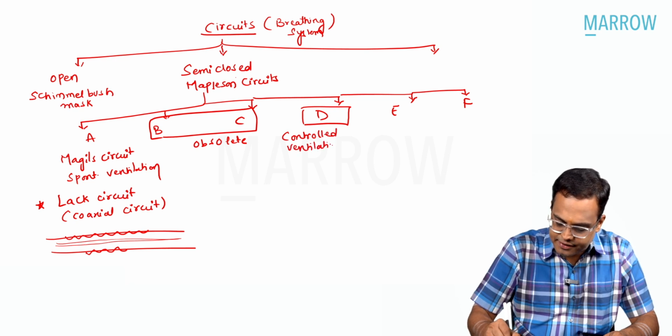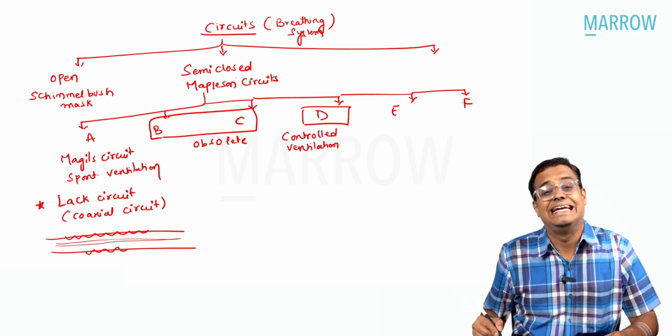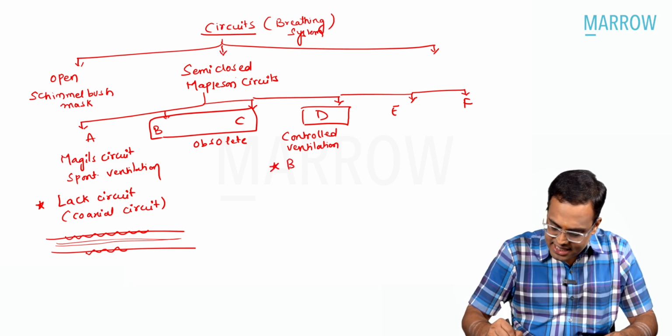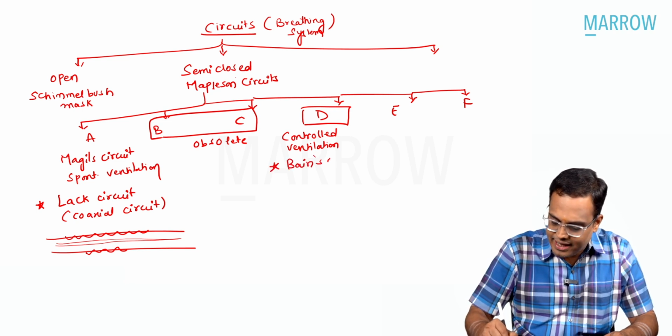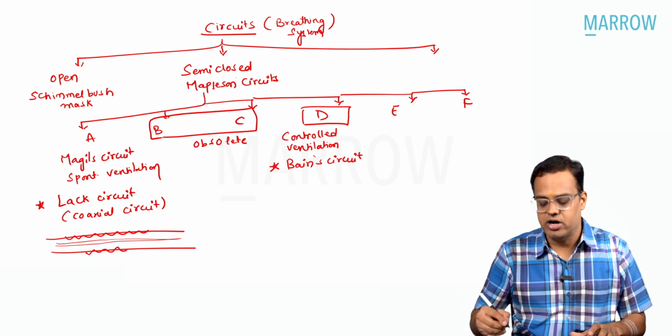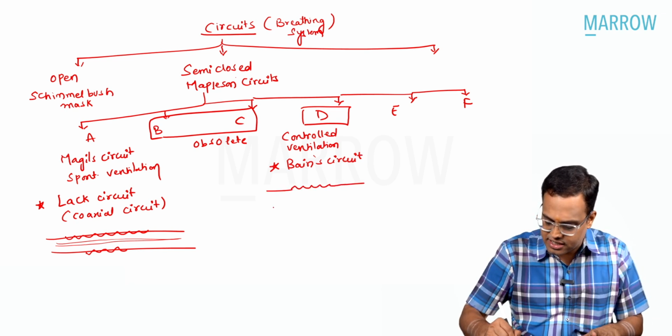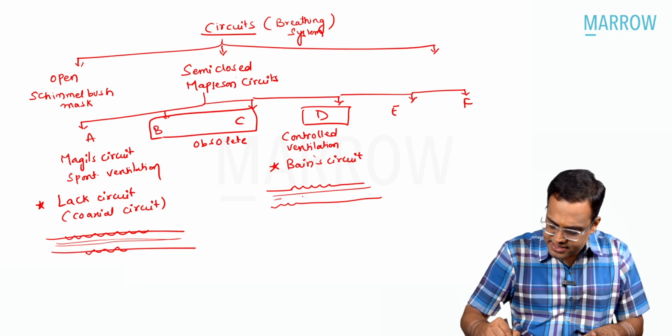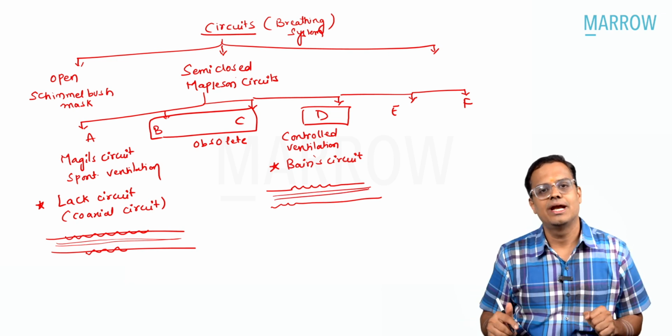Controlled ventilation, and the modification of Mapleson D circuit is called Bain's circuit. Right now, Bain's circuit, what is the modification? Again, this is a coaxial circuit. So how do you differentiate between a Lack circuit and Bain's circuit?